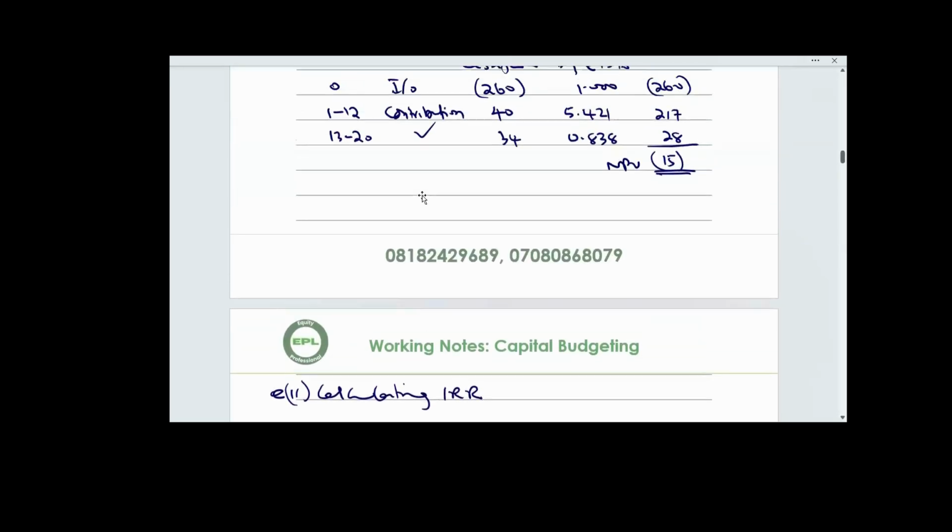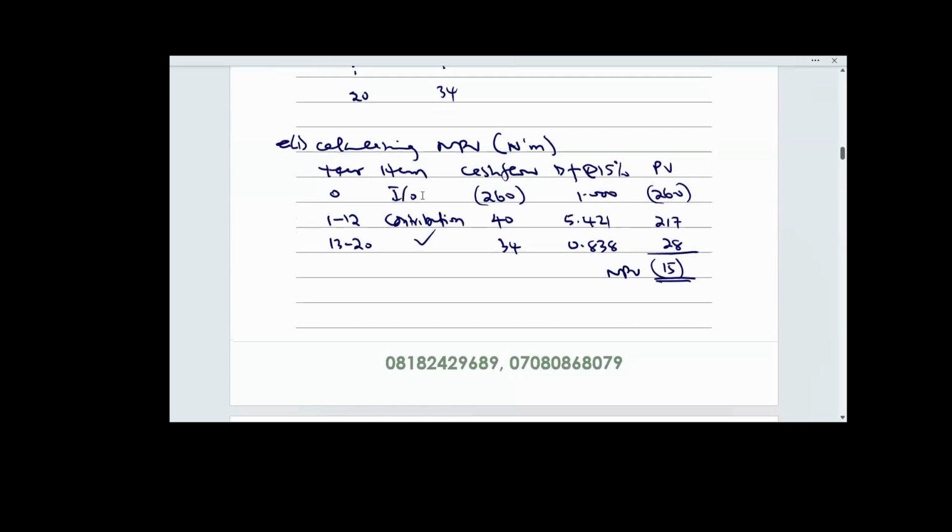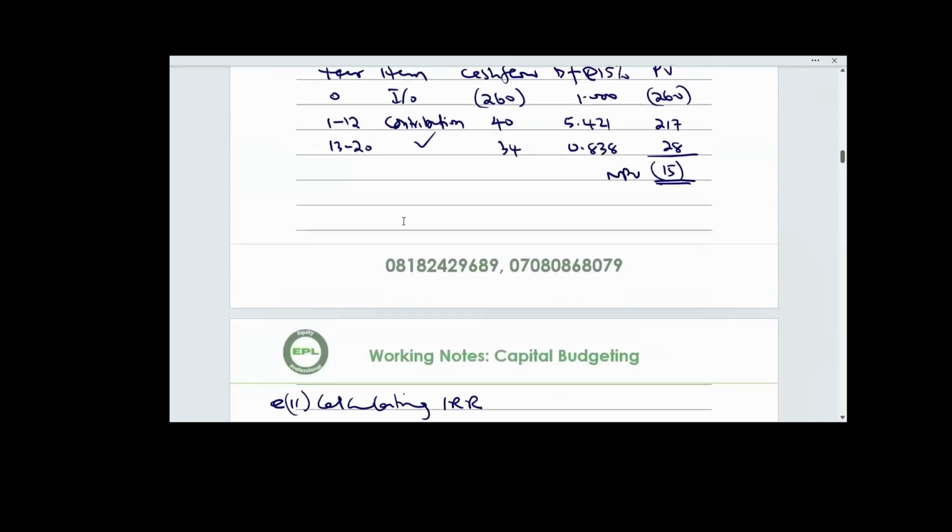As far as this question is concerned, since we have calculated a negative NPV using 15%, let's assume a lower discount rate and see if it will produce a positive NPV. Once we have a positive NPV, we can take this 15% cost of capital as our second discount rate. So come here, assume 10%. Let's see what 10% will produce.